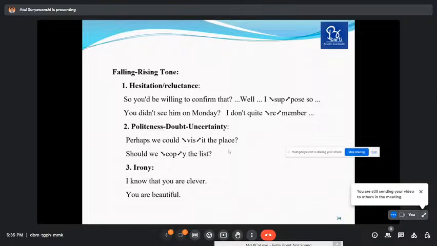And the third is irony. So what is irony? Irony is satire, so sort of. Wren and Martin's English grammar book defines irony as a mode of speech in which the real meaning is exactly the opposite of that which is suggested or given in the literary text. So, I know that you are clever. I use falling-rising tone on clever to show irony.